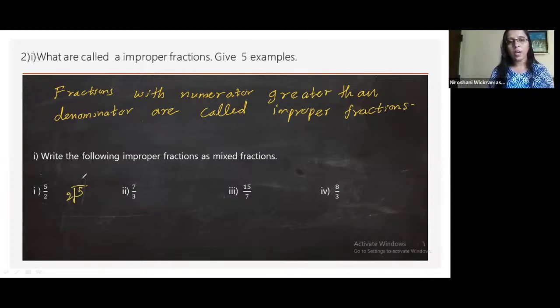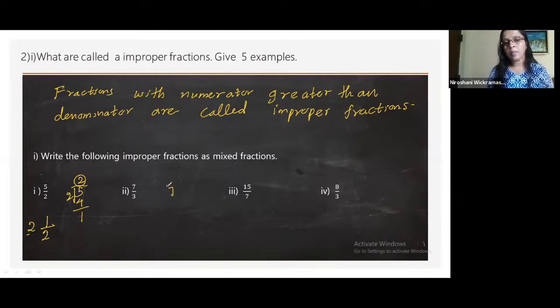How many 2's for 5? 2. 2 times 2 is 4, 1 remaining. Then the answer goes in the middle. This is the whole number part. 1 remains and is placed over the divisor at the bottom. So this is the whole number, and this is the fractional part. That's why we are calling it a mixed fraction.